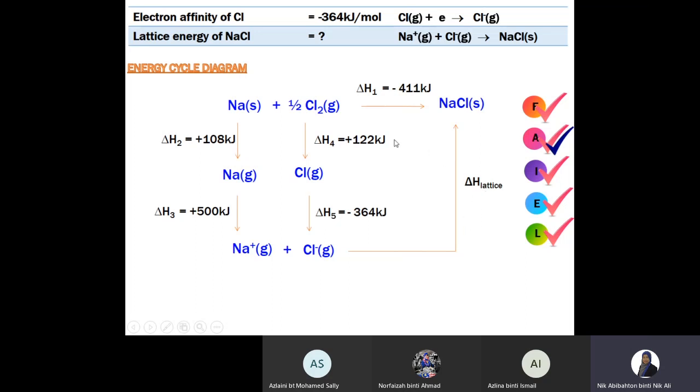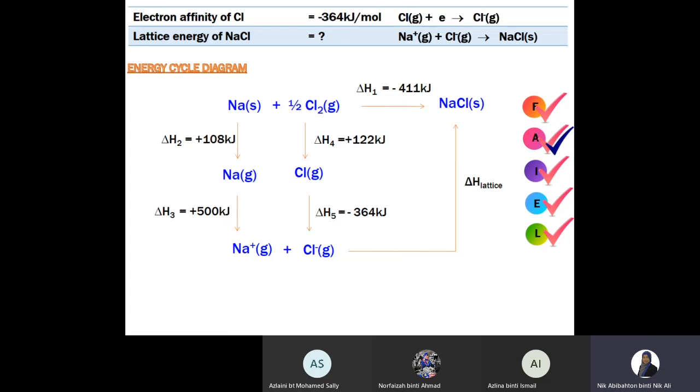So, while you complete your energy cycle diagram, check your phases, check your unit at your enthalpy, and check your label for each of the enthalpy. You can write the label of each enthalpy according to the number 1, 2, 3, 4, 5, and so on. Doesn't matter. Or if you want to write it as formation, atomization, electron affinity, ionization energy, also can.